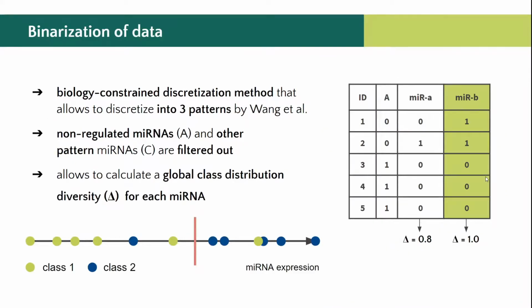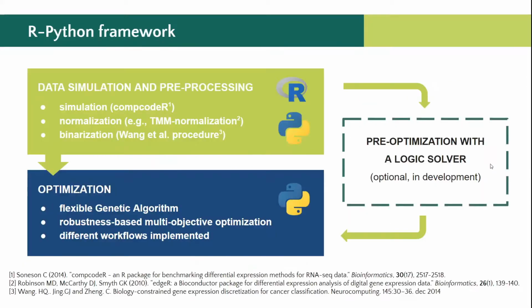This method also allows us to score the remaining microRNAs on how well they separate both classes. Not going into detail here, but we are using these robustness scores as additional optimality criteria in our algorithm.